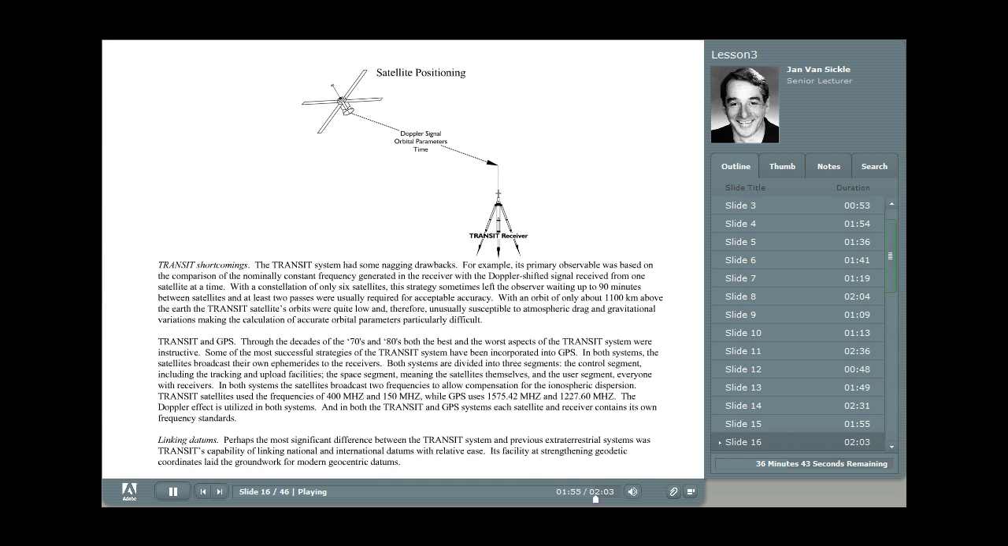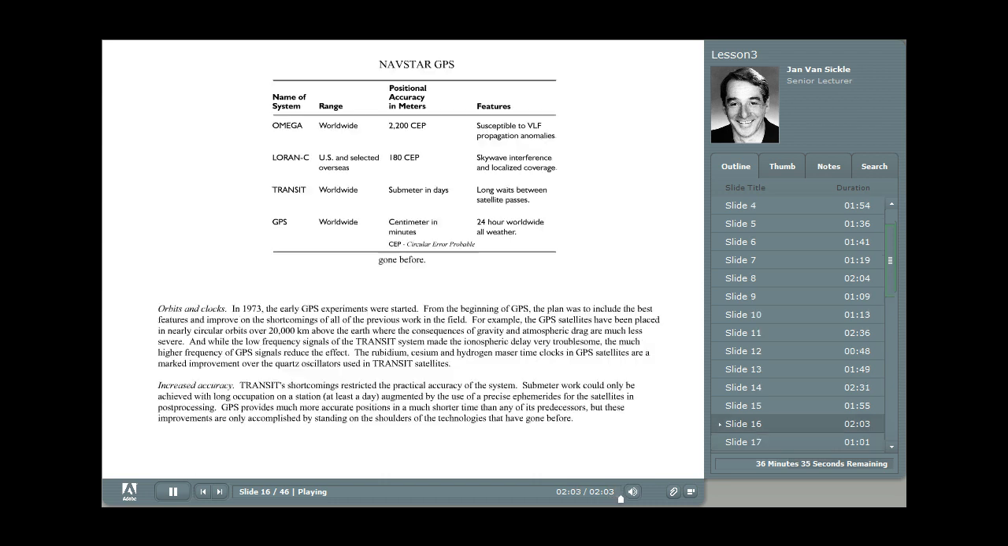And obviously the transit system was able to link international datums, being a very high platform and satellite-based. Submeter work was possible with the transit system, although long occupations were required to achieve that, up to a day.